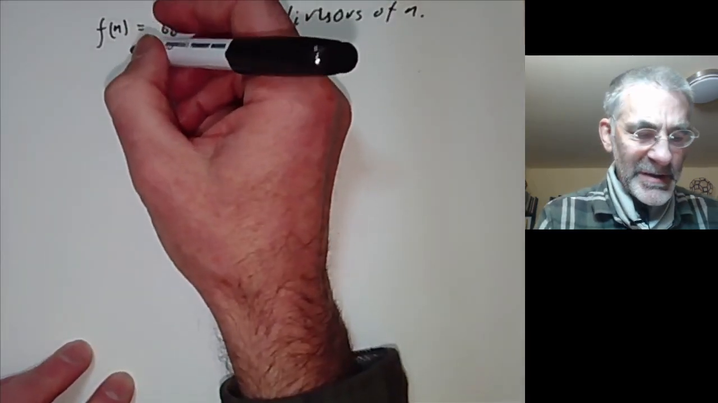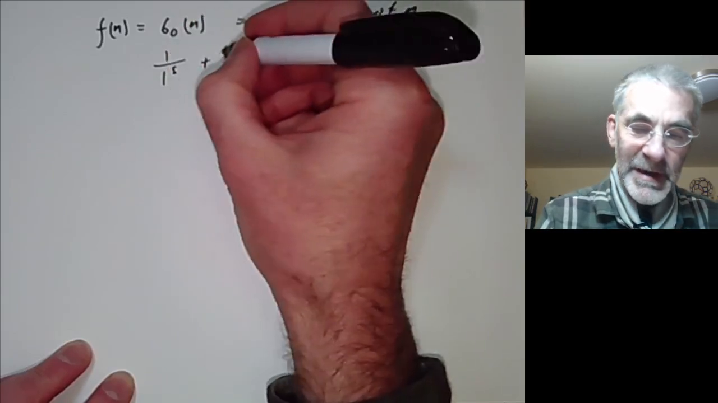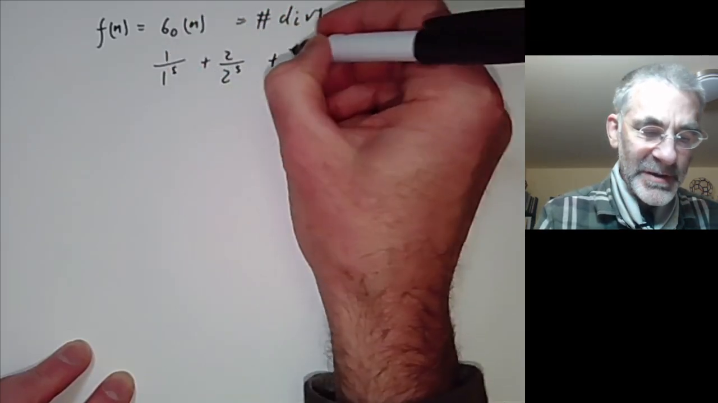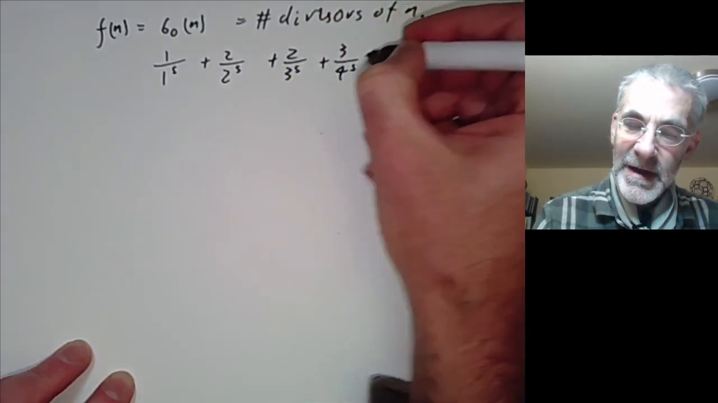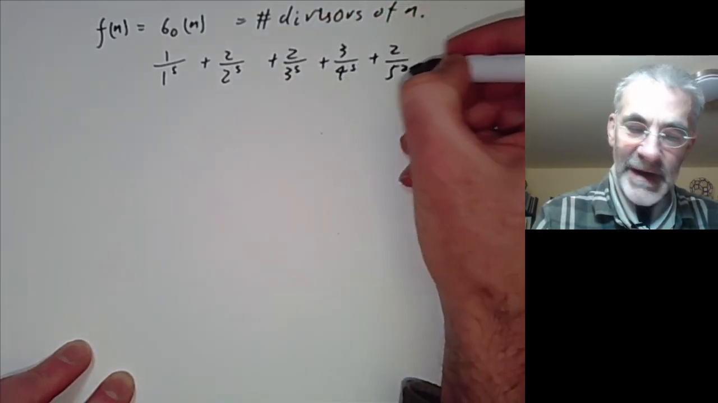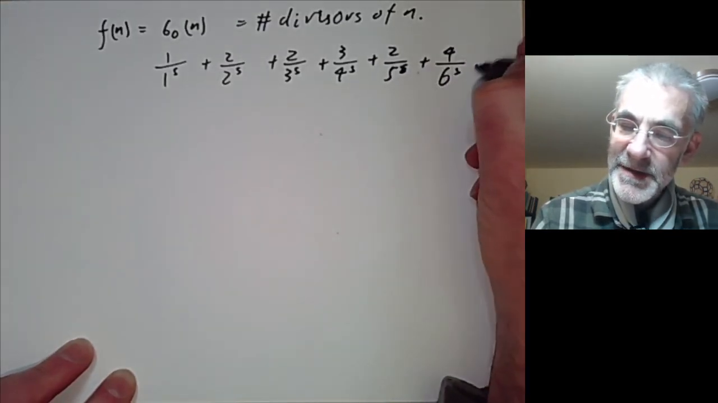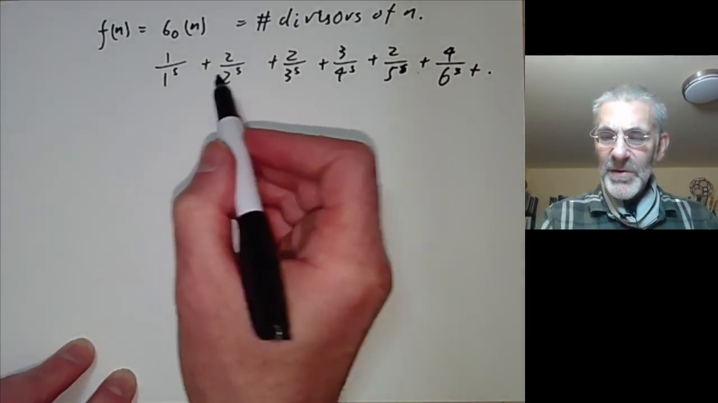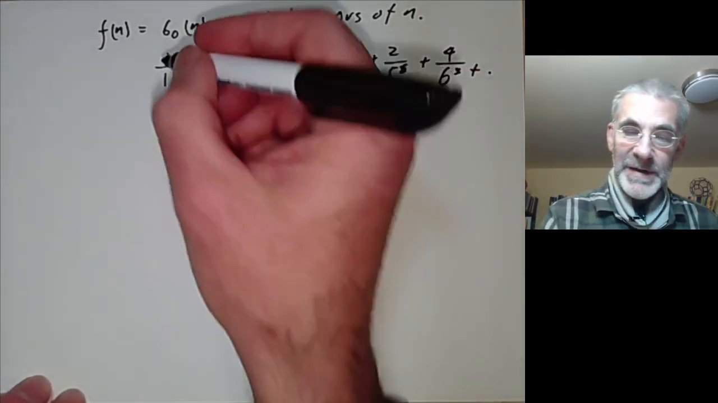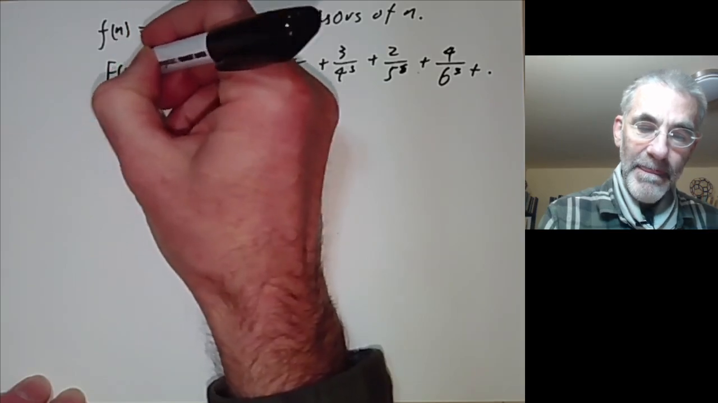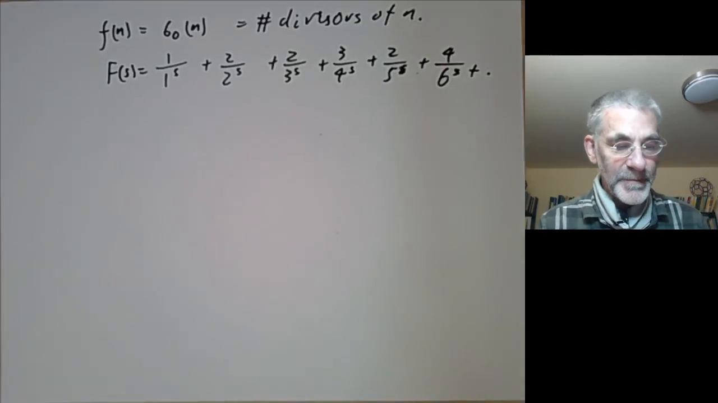Well, let's look at its Dirichlet series. It's 1 over 1 to the s, because 1 has one divisor, plus 2 over 2 to the s, plus 2 over 3 to the s, plus 3 over 4 to the s, plus 2 over 5 to the s, plus 4 over 6 to the s, and so on. If you look at this, it's probably not at all obvious what this series is. So we want to identify this series.